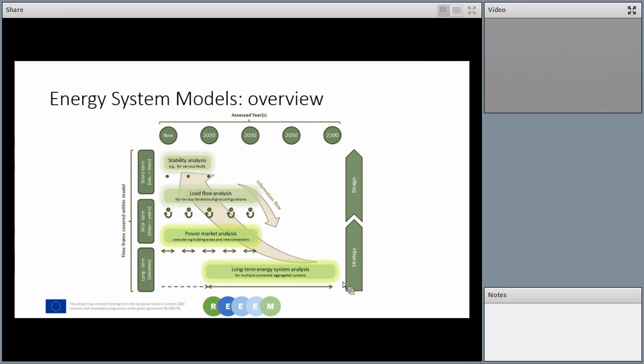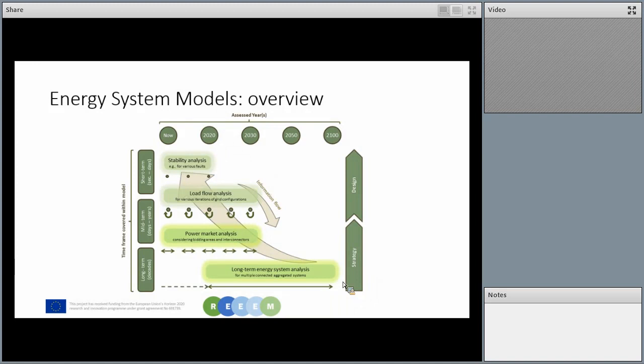In this figure, we have on the top the assessed years of planning tools and on the right-hand side the purpose divided by strategy and design. On the left-hand side, we can then see what time frame is analyzed within the tools. So at the top left of the graph, we have the stability analysis, so the very operative planning of a power system. And we go over load flow analysis down to power market analysis and down to long-term energy systems analysis on the bottom right.